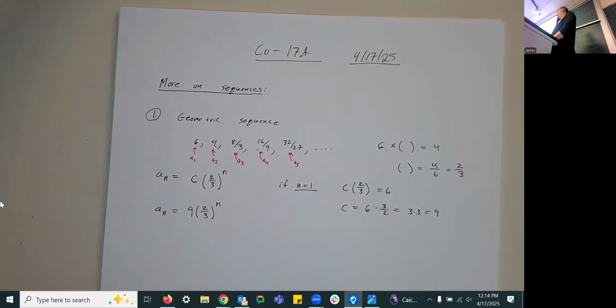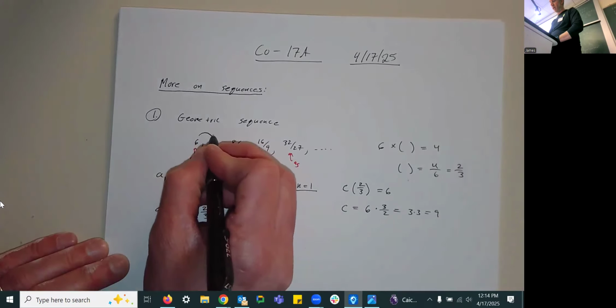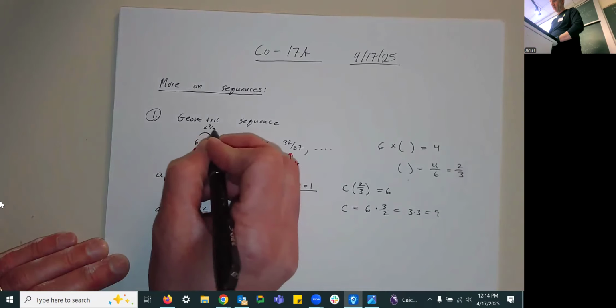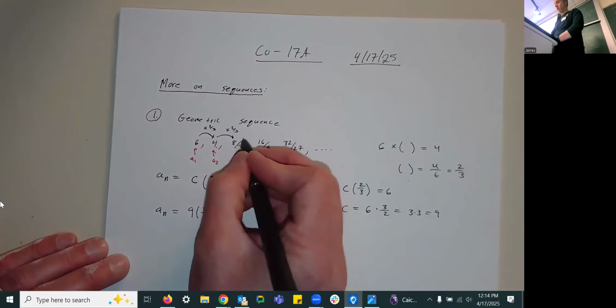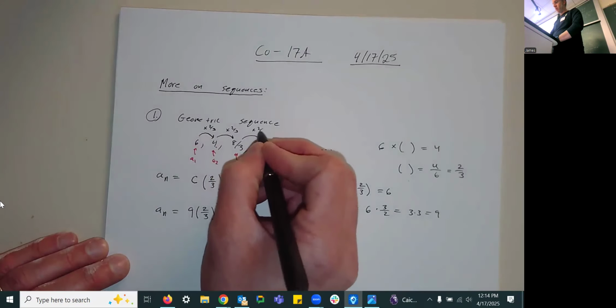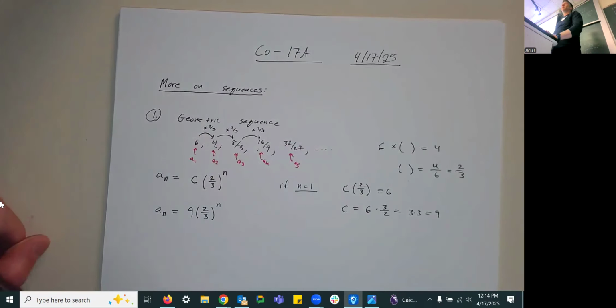That's how we can find it if we're given the original terms. How did I know it was geometric? Well, I guessed. I thought it was going to be geometric, and then I checked to make sure that every next term you're getting by multiplying by 2/3. So if you think a sequence is geometric, you should be able to see that any next term divided by the previous term is equal to whatever that ratio is. Like 4 divided by 6, and it's right.